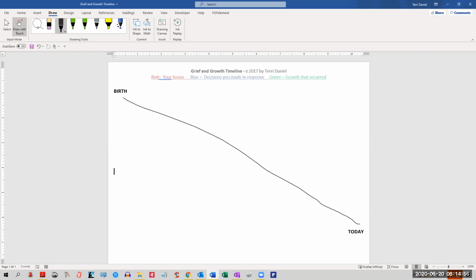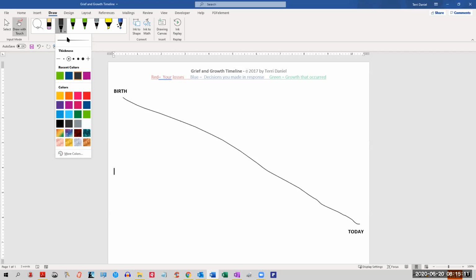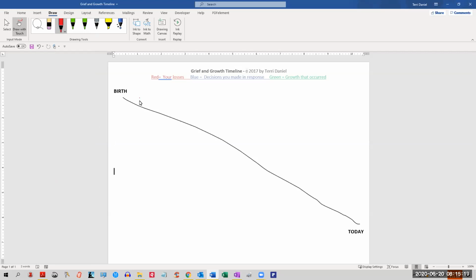And what you're going to do is mark 3 significant turning points in each major event of your life. So we're going to start with the color red to indicate the traumatic, or maybe not so traumatic, but just significant losses that you've experienced in life. And let's just start right here.